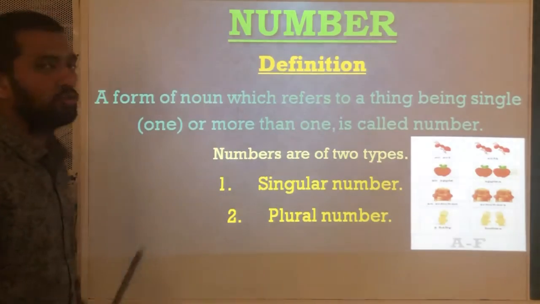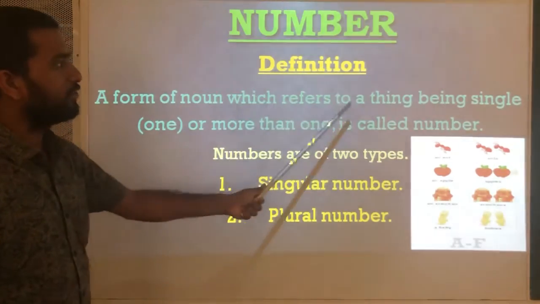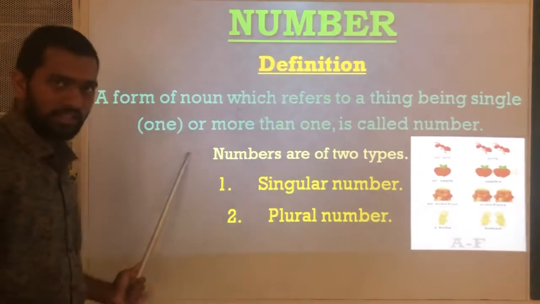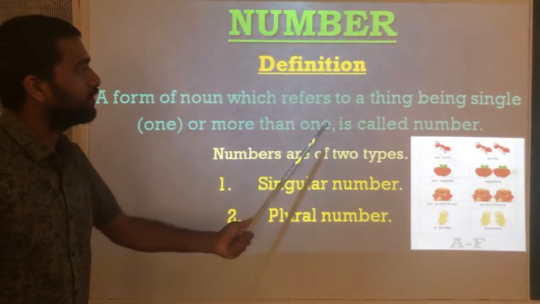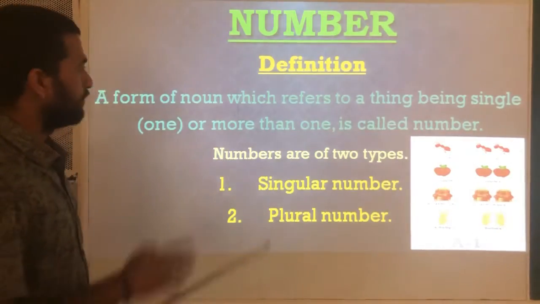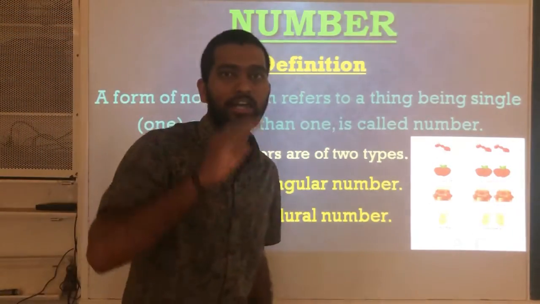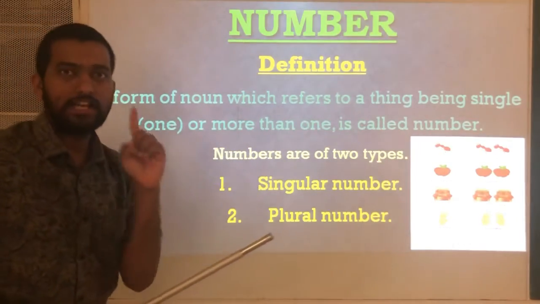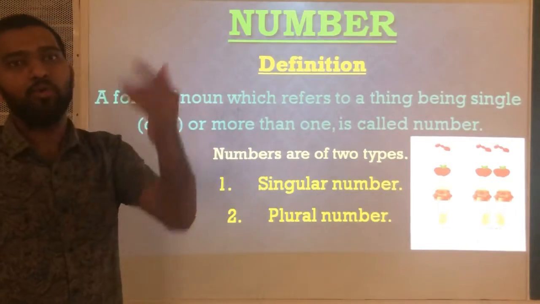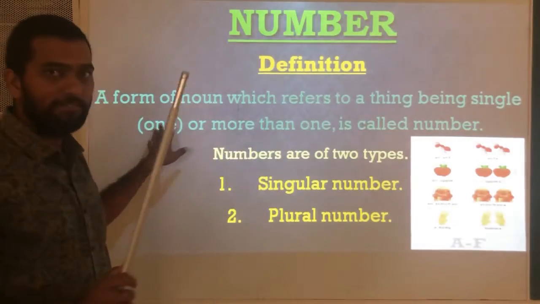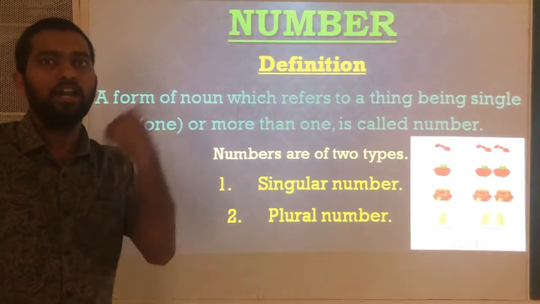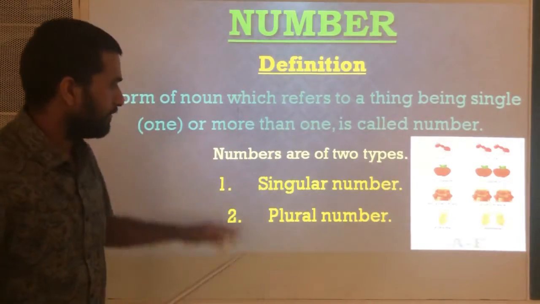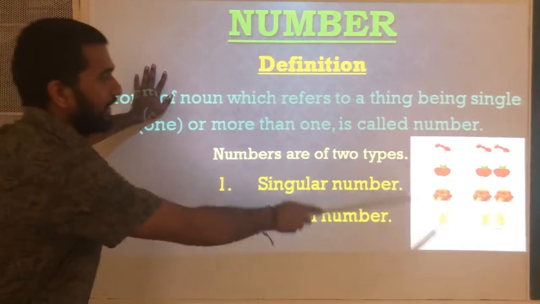A form of a noun which refers to a thing being single, means one or more than one, is called number. Means, for example, if any word is given, if the word is a single word or more than one, means if the word is in one number or more than one number, it is called number. See, I have given some of the examples here.